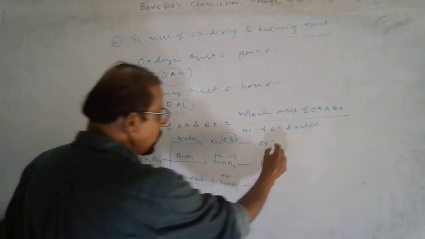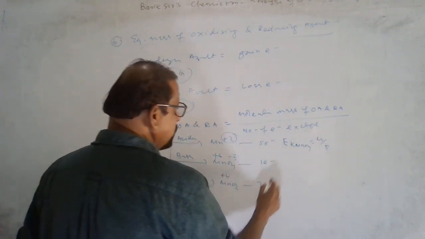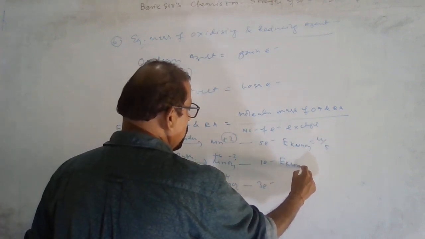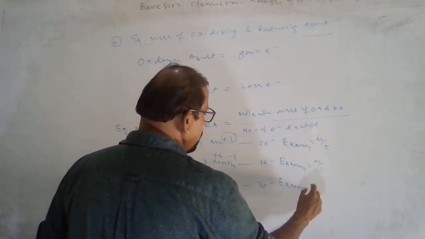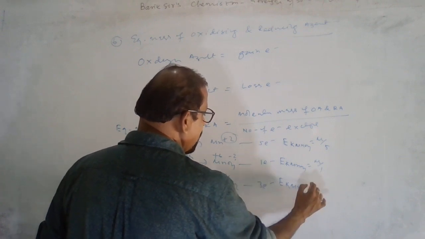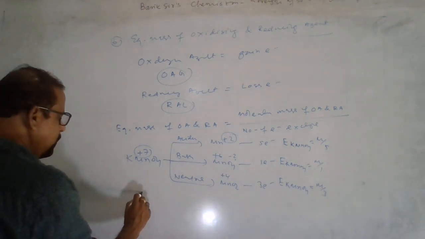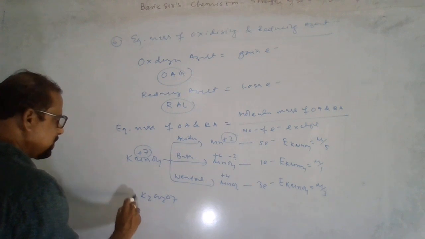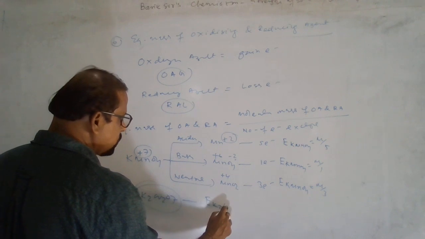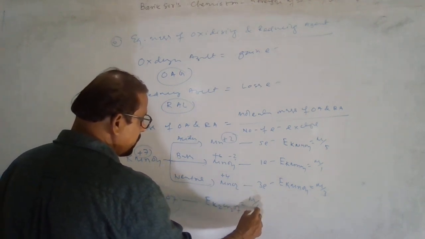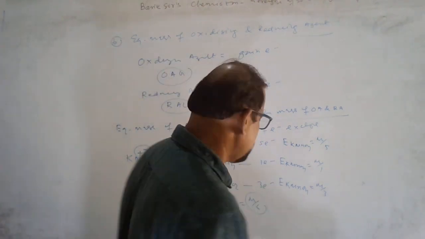Here the equivalent mass of KMnO4 in acidic medium is the molecular mass by 5. The equivalent mass of KMnO4 in basic medium is molecular mass by 1. The equivalent mass of KMnO4 in neutral or slightly alkaline medium is molecular mass by 3. Similarly, the equivalent mass of potassium dichromate K2Cr2O7 is equal to molecular mass by 6. All these details we will see in the chapter.